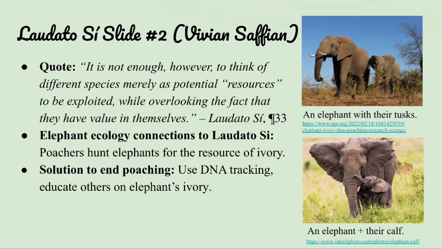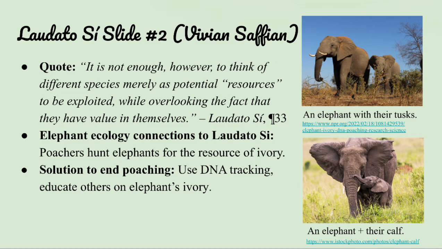And this causes adaptation to occur and takes away from the elephant's needs in the wild because the males use their tusks to breed. And if they don't have it, they have to adapt and change their way of breeding. A solution that we figured out to end poaching is to use DNA tracking like gel electrophoresis to track down the origin of ivory and to educate others on the elephant's ivory and show what they're doing when they're buying the ivory and what it's causing, that it's causing harm to the elephants.